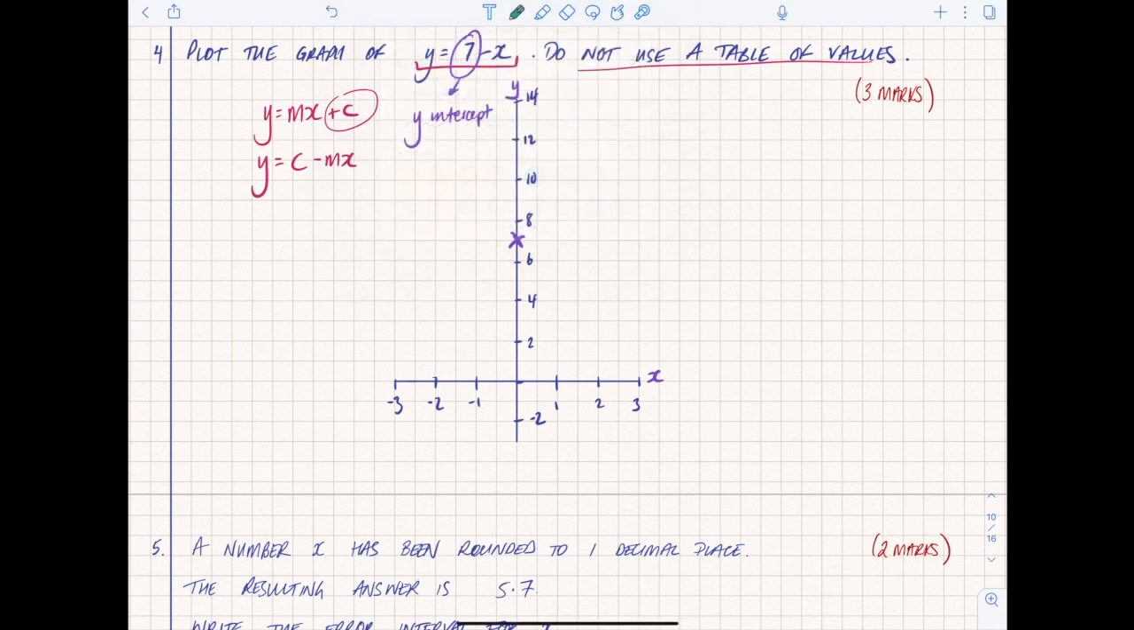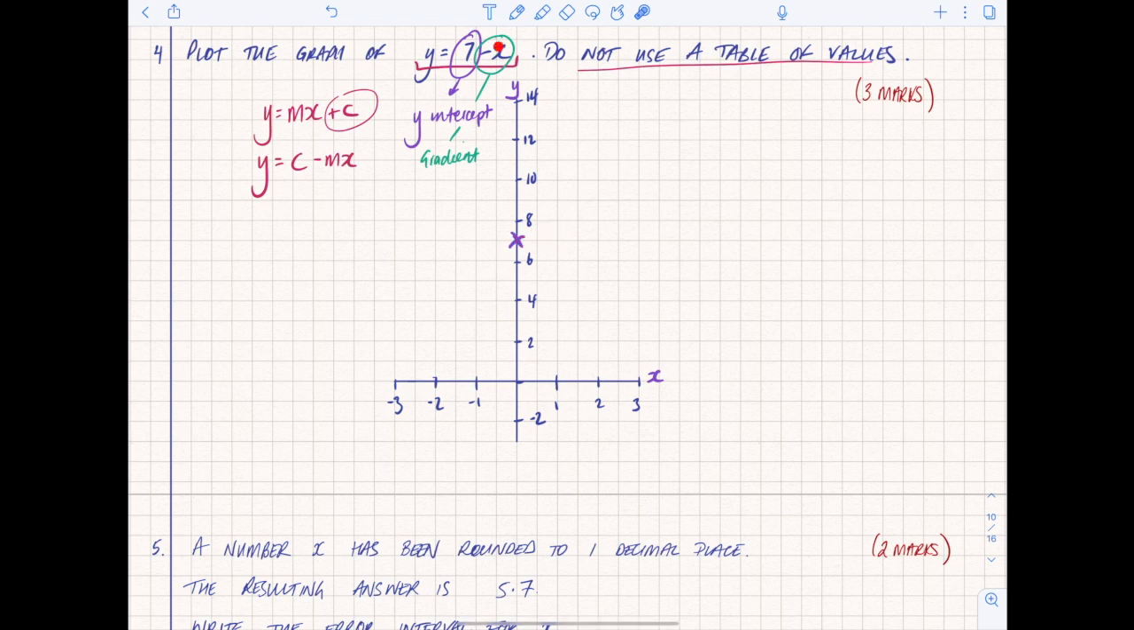Now, the next part is your gradient. This is my gradient. Now, what that means is, it's how steep the line is. So in this case, the gradient is -1. That's a minus x. So I go across 1 square. So to do this without a table of values, what you do is you go from that y-intercept, you go across 1. Now, that's not 1 in this case. Be really careful. Read your scale carefully. You go across 1, which is to there.